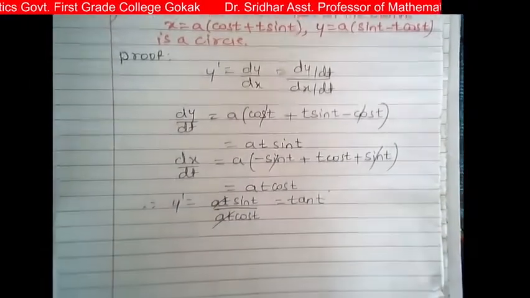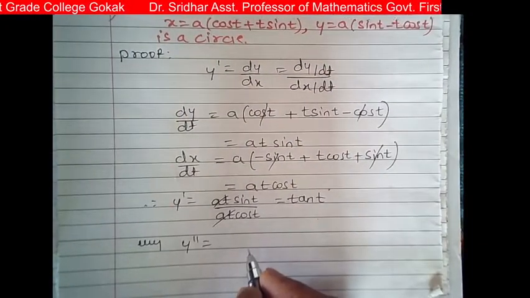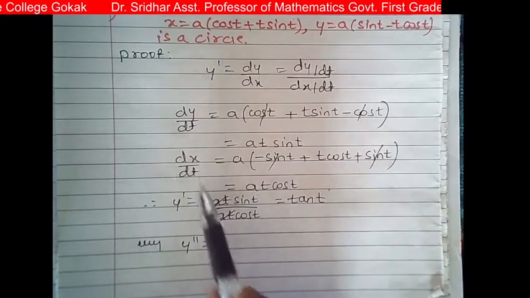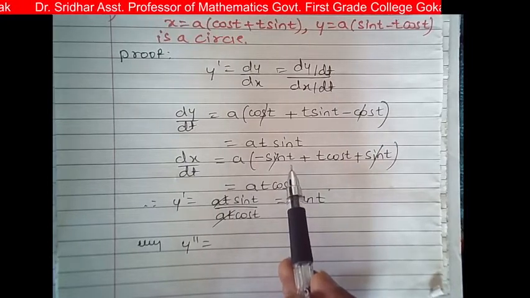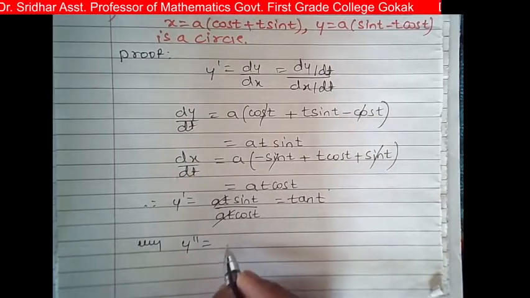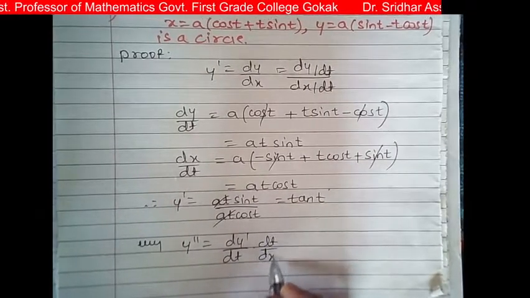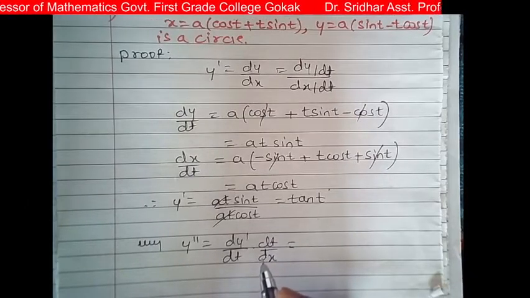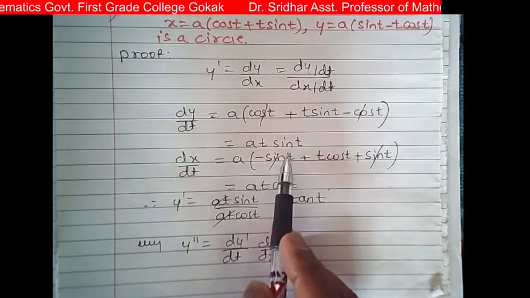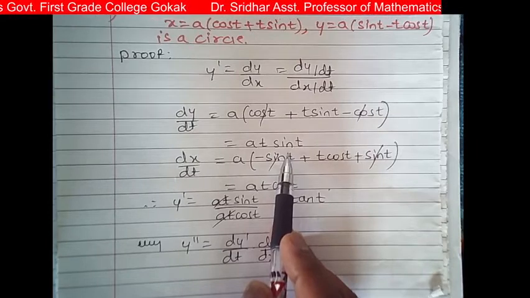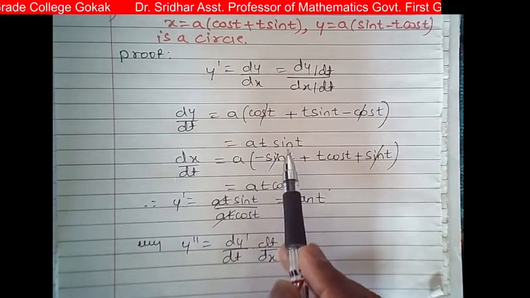Similarly, we find y double dash. So y double dash is, we have to find, already we found dy by dt. Dy by dt is at sin t. So this can be written as dy dash by dt into dt by dx, which is dy dash by dt means, already we know dy by dt. So dy by dt is at sin t.